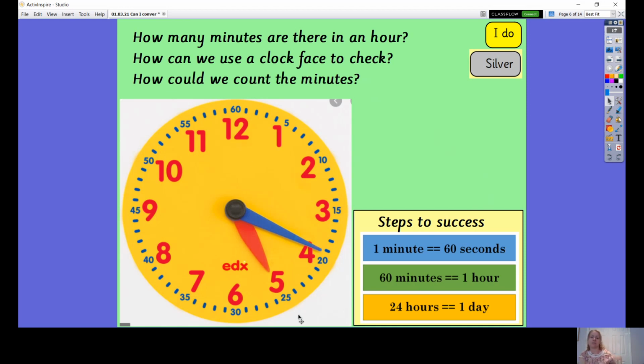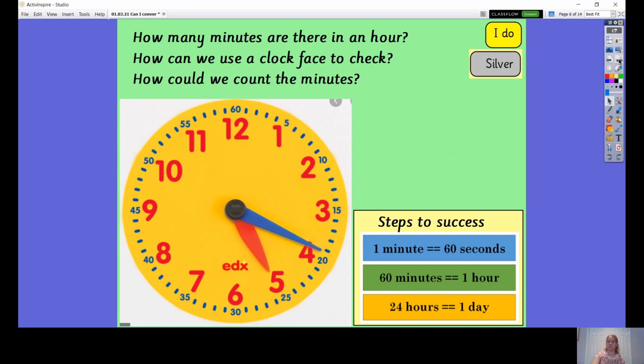So if we're counting this time, we would look at the hour and we say it's something past 5, isn't it? Because this hour hand has just gone past the 5, and the minute hand is on the past side of the clock, and we count round as far as we can in 5s. So we say 5, 10, 15. And then I can't go all the way to 20 because it hasn't got there yet. So I'll stop on 15 and I start counting in 1s then. So 15, 16, 17, 18, 19. So I would say it is 19 minutes past 5. Okay.